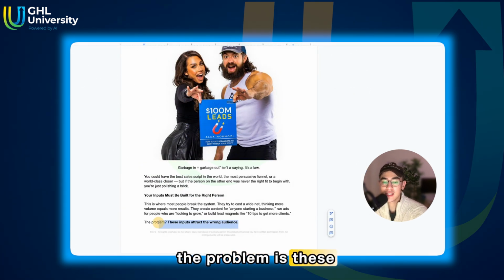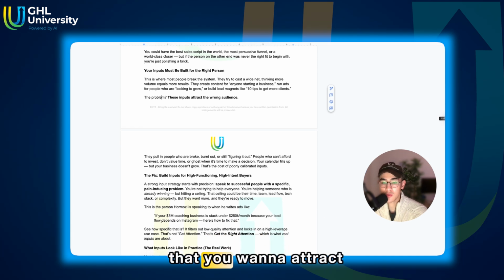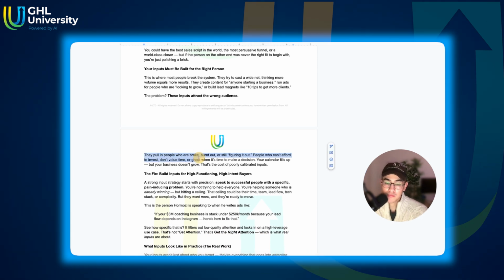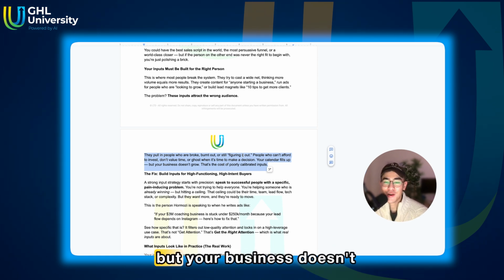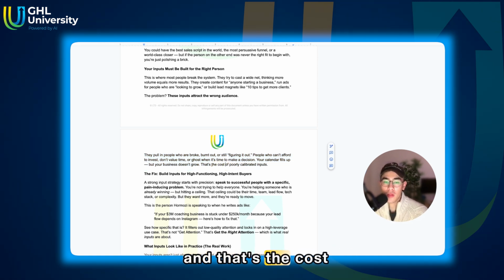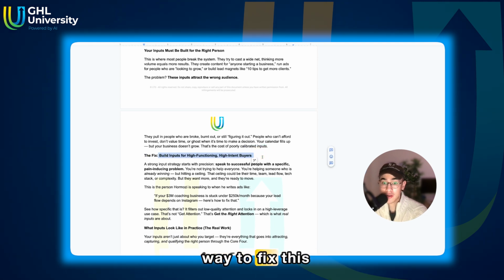The problem is these inputs attract the wrong audience, or you're not specific enough with the types of audience that you want to attract. They pull in broke, burned out, or still-figuring-it-out people who can't afford your service, can't afford to invest, don't have the time, or ghost you when it's time to make a decision. Your calendar fills up, but your business doesn't grow, and that's the cost of poorly calibrated inputs. The way to fix this is to build inputs for high-functioning, high-intent buyers.